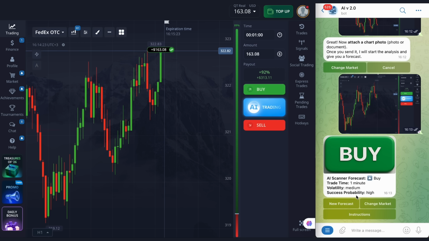Let's go ahead and hit the market with our next trade, which is gonna be on Marathon Digital Holdings. That's gonna be our next trade on the hit list. Let's go ahead and take a nice screenshot of Marathon Digital OTC, attaching it to our AI screener. And what is this gonna be? We're about to find out. It says once we send it, it's gonna start the analysis and give us the focus, ladies and gentlemen. It's analyzing the chart and building strategies.